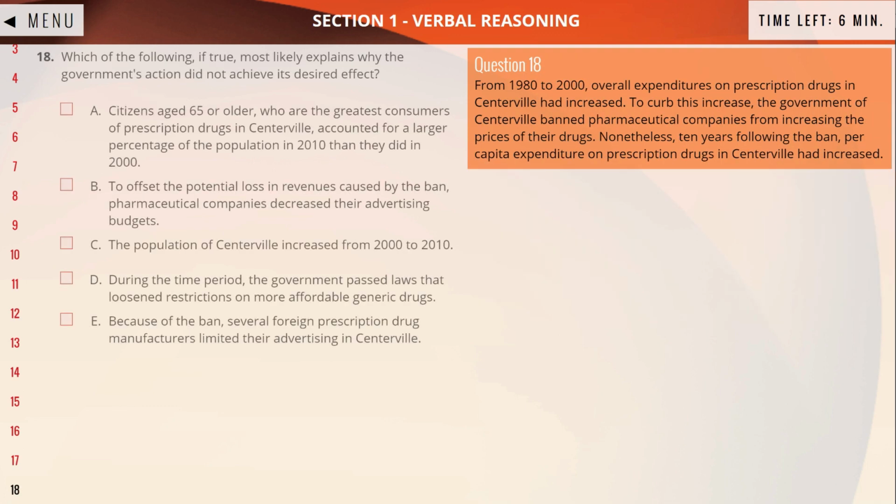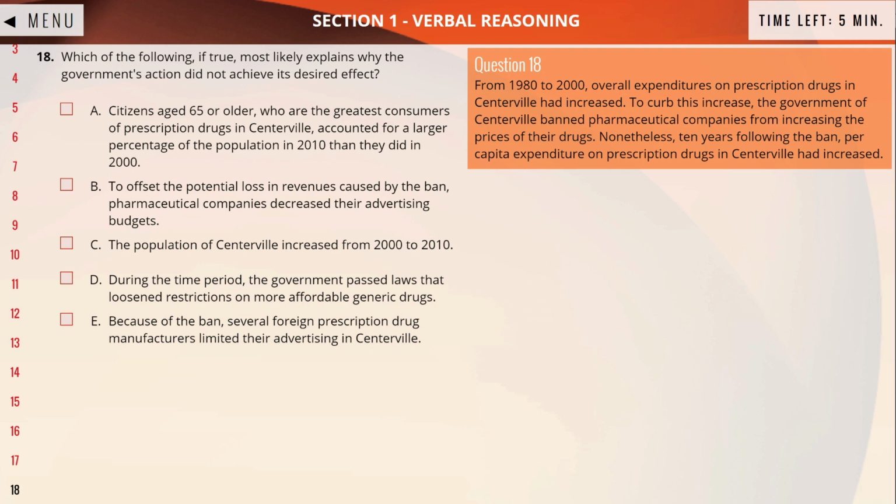Yep. From 1980 to 2000, overall expenditures on prescription drugs in Centreville had increased. Oh dear. To curb this increase, the government of Centreville banned pharmaceutical companies from increasing the prices of their drugs. Okay, sounds good in a way. Nonetheless, 10 years following the ban, per capita expenditure on prescription drugs had increased. How could that happen? Well, even if the prices are not going up, maybe people are buying more of the drugs. So even if the price is the same, they're just buying more of it. That's the obvious guess.